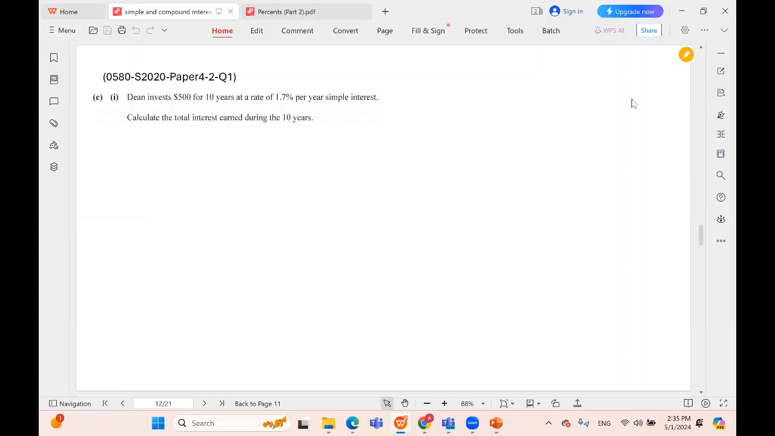Dean invests $500 for 10 years at a rate of 1.7% simple interest. Calculate the total interest earned during the 10 years. So again, we first get the future value, F equals P times (1 plus Rn). And P is the present value, which is 500 times (1 plus R, which is 1.7 over 100).